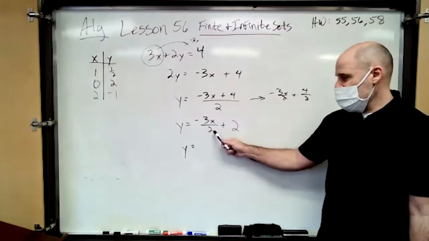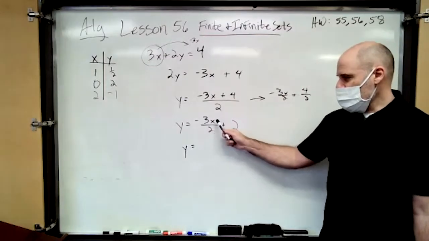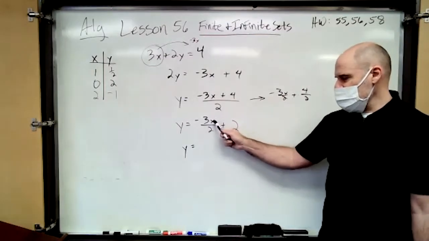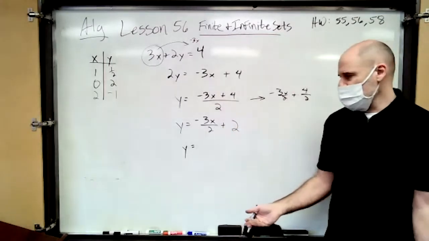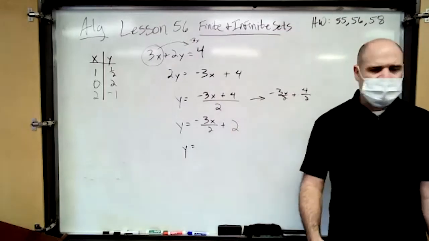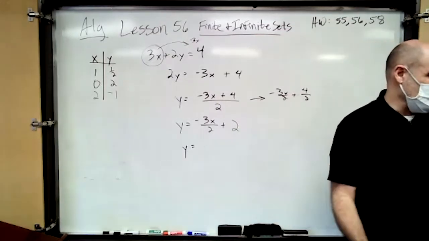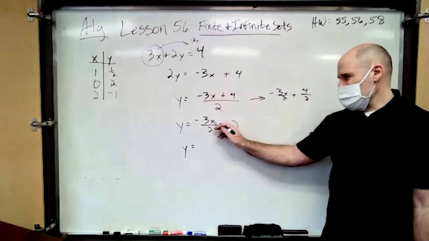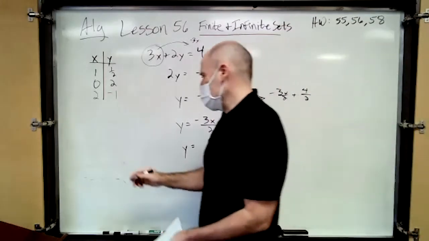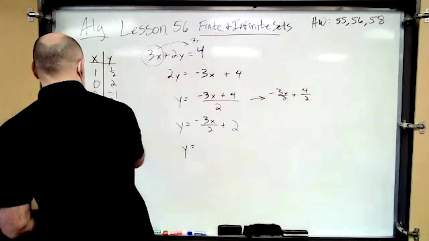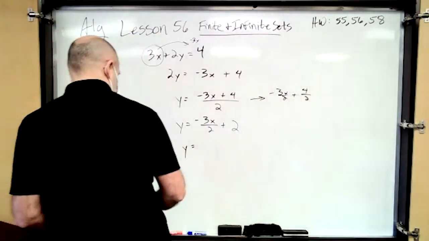So if I pick like 1, I'll get negative 3 times 1. So negative 3 over 2, that's a fraction. It's okay to have a fraction. There's nothing wrong with that. But let's pick an even number. Let's say x is 4. Negative 3 times 4 is negative 12 divided by 2 is negative 6. Plus 2 is negative 4. So you get 4 and negative 4.